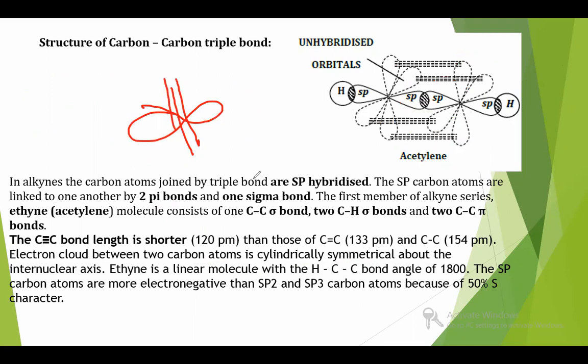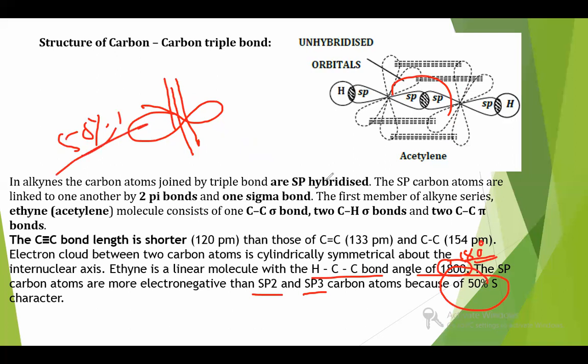And ethylene, or ethyne, is a linear molecule. Hydrogen, carbon, carbon, hydrogen, so the bond angle is 180 degrees. The sp carbon atom is more electronegative than sp2 and sp3 carbon. It has roughly 50% s character, since it has one s orbital and one p orbital.